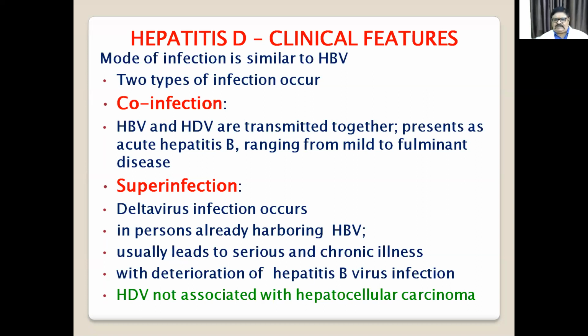Okay, so HDV is not associated with hepatocellular carcinoma. That we must remember. Again, this is in green. That means hepatitis B is associated with hepatocellular carcinoma, whereas hepatitis D virus per se is not associated with hepatocellular carcinoma.